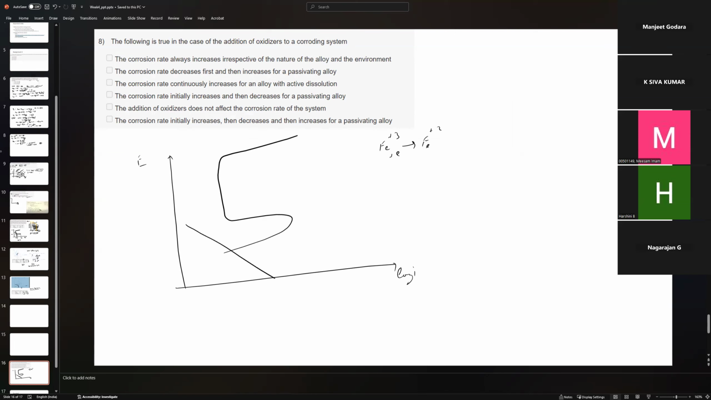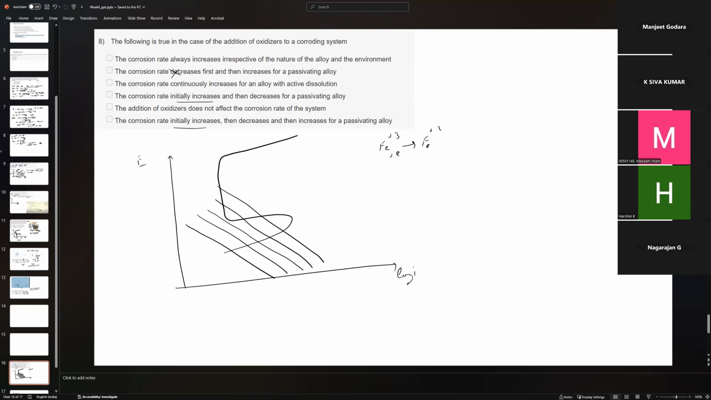So at low concentrations, as we increase the concentration, the corrosion would increase. Initially the corrosion rate increases, so it's correct. Decreases as fast, so this is incorrect. Always increases irrespective of the nature of the layer system, this is also incorrect.